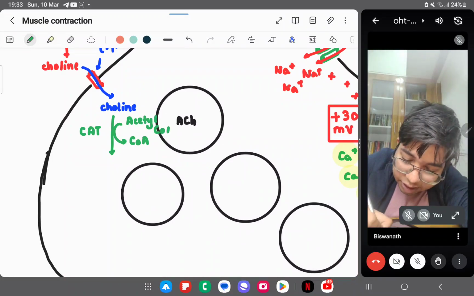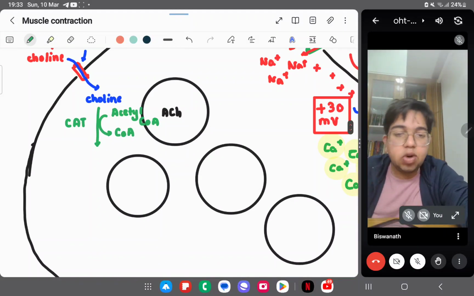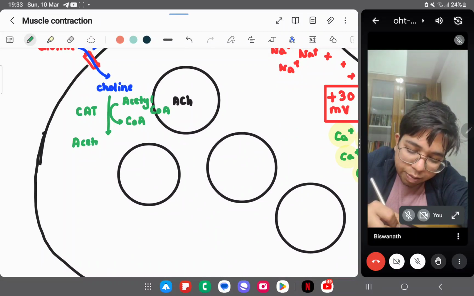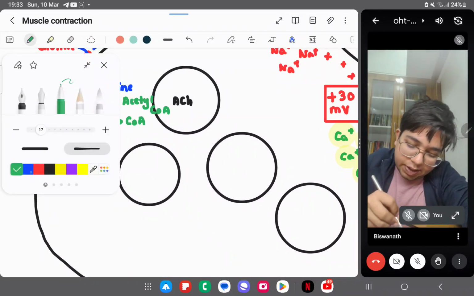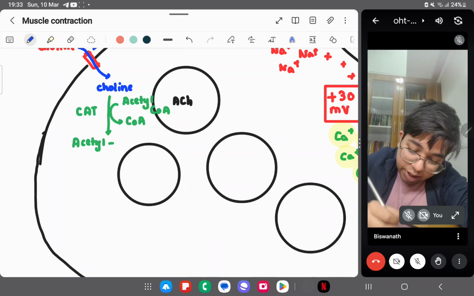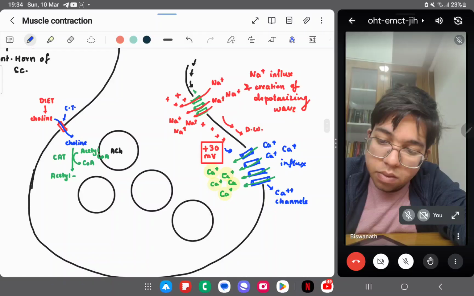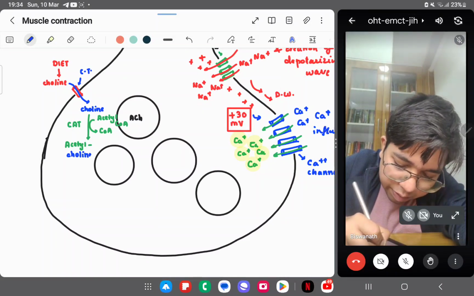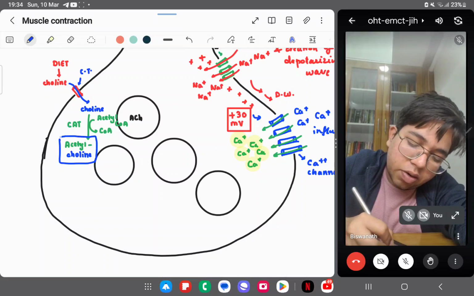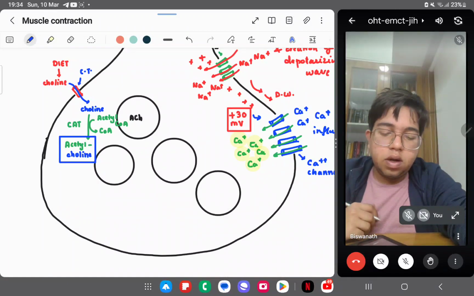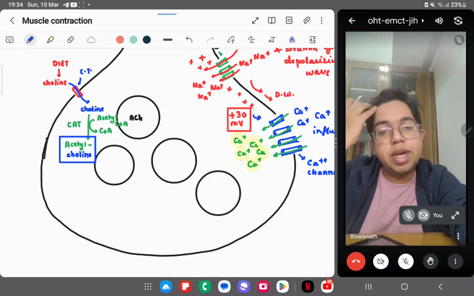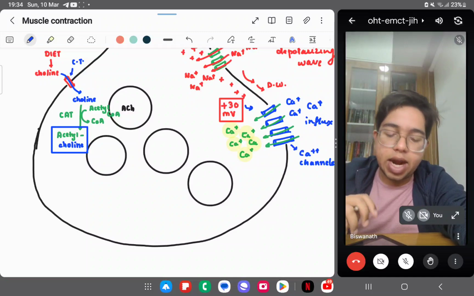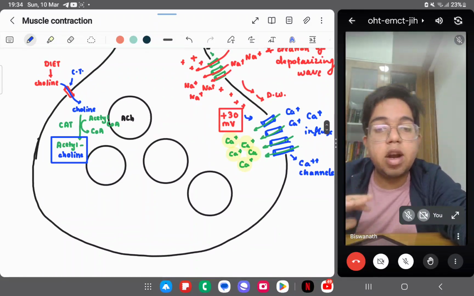In this, the CoA is released out from the acetyl CoA, and only the acetyl group is there. So this acetyl group binds with this choline, and this forms your acetylcholine. So acetylcholine is being formed over here. That is, from choline we are getting acetylcholine, and this choline is acted upon by the enzyme CAT.